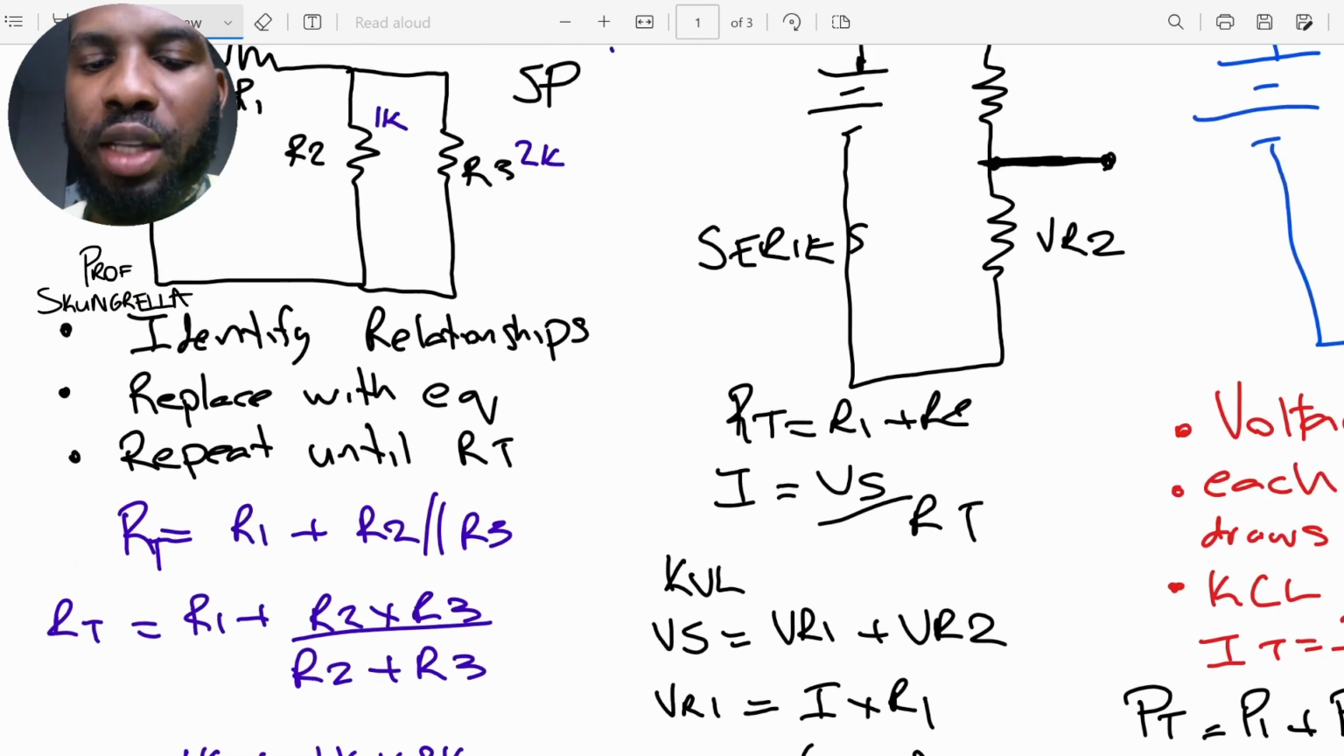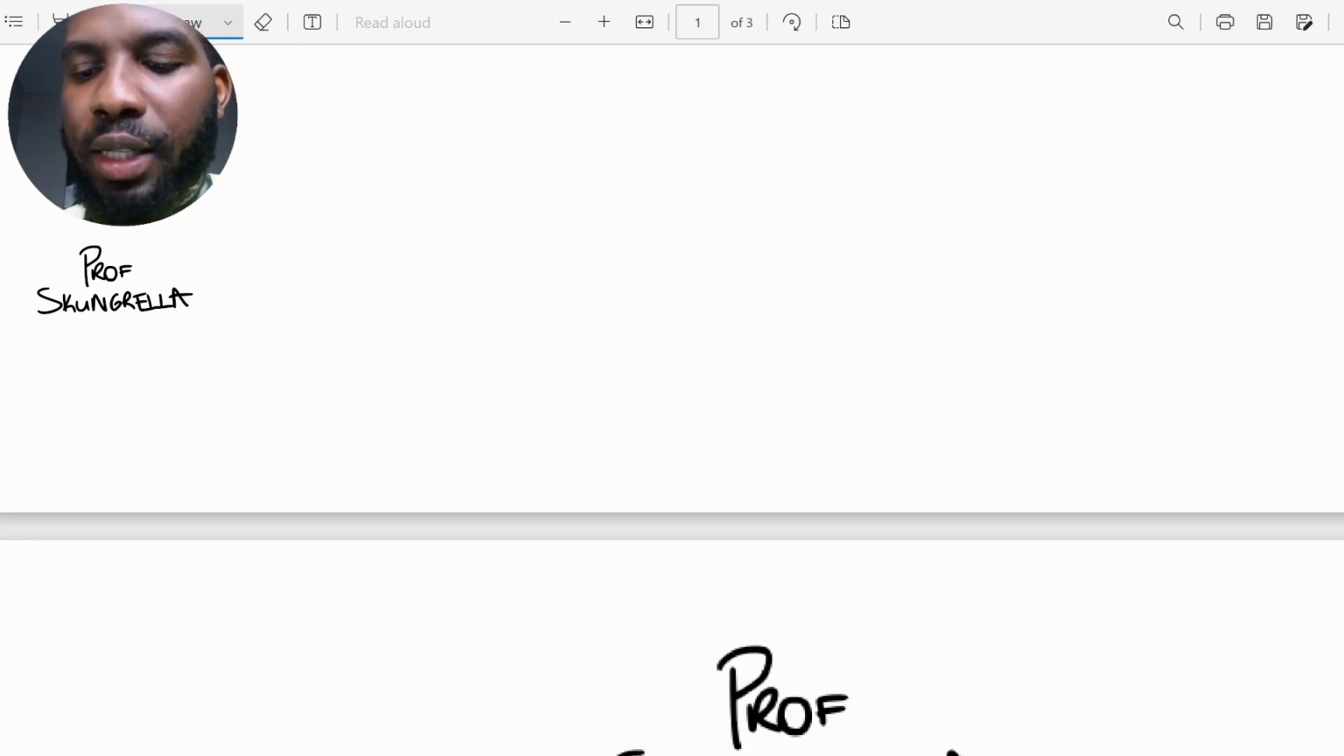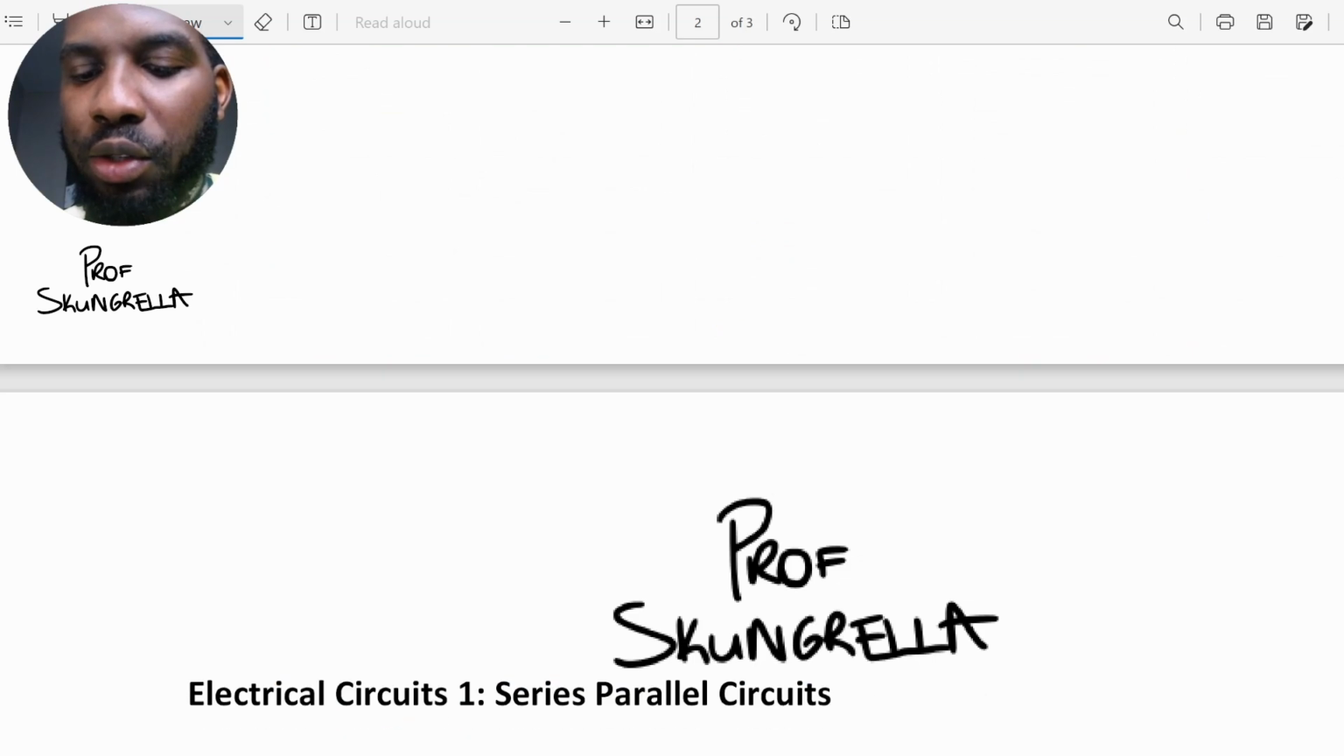So again, step number 1, identify the relationship. What is parallel? What is series? And of course, for series resistors, you're going to add them together. For parallel ones, you're going to do the product over the sum. Let's do another example. We'll come back to this one here.